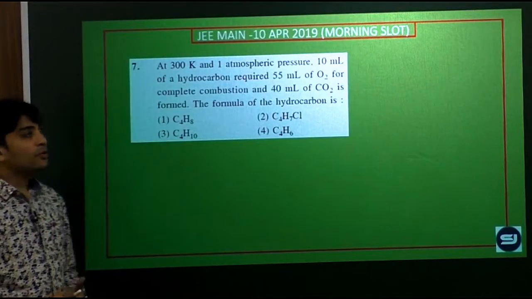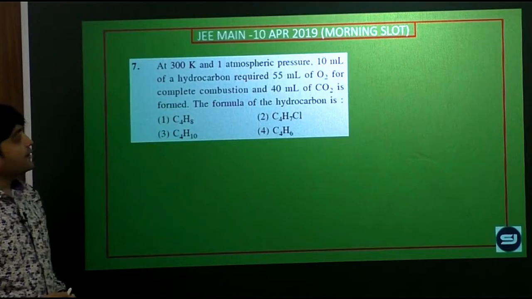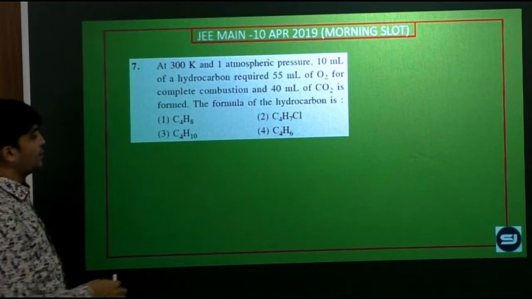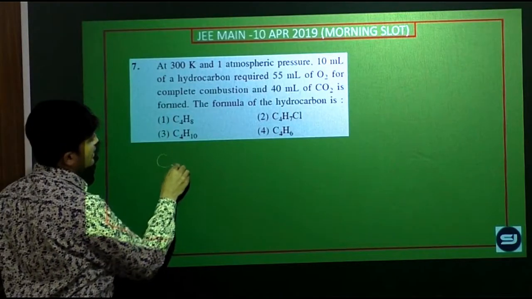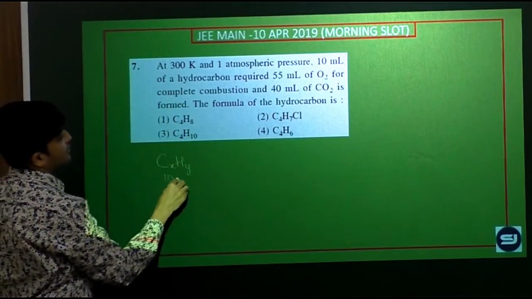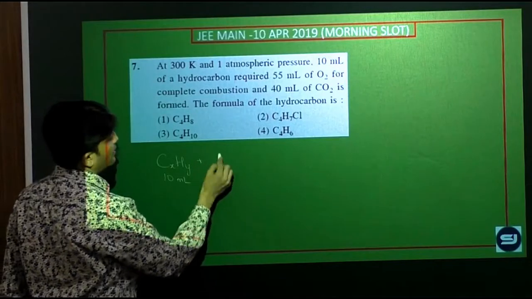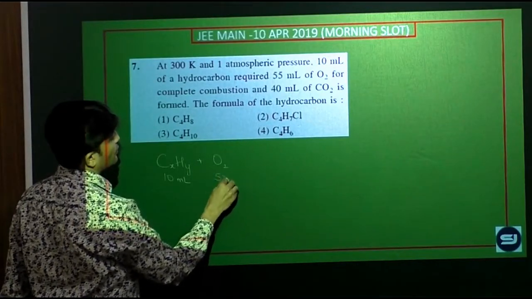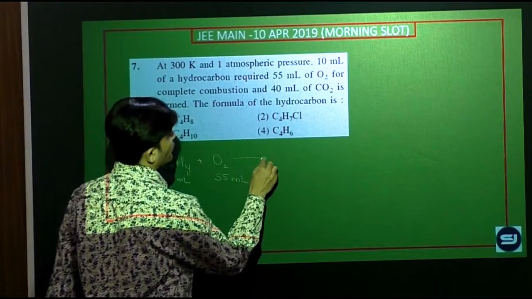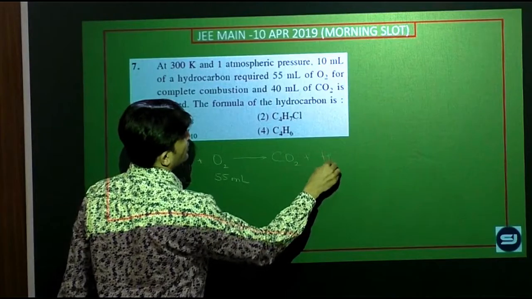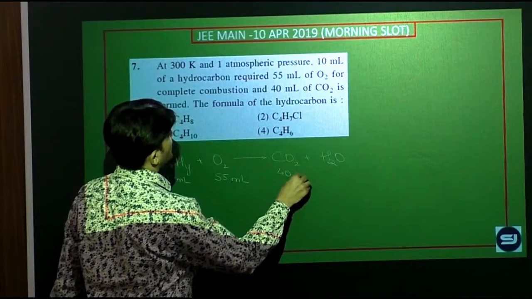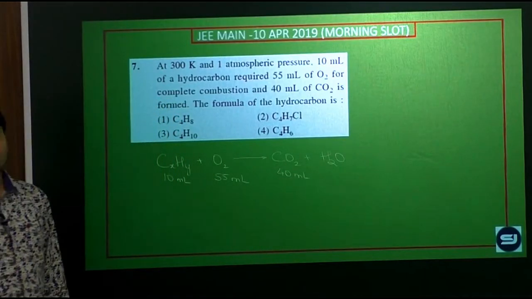Next is a question from mole concept. A good question. At 300 Kelvin and 1 atmospheric pressure, 10 ml of a hydrocarbon, let's assume the hydrocarbon is CxHy, required 55 ml of oxygen for complete combustion. Complete combustion of any hydrocarbon will yield CO2 and H2O, and 40 ml of CO2 is formed. The formula of the hydrocarbon is?